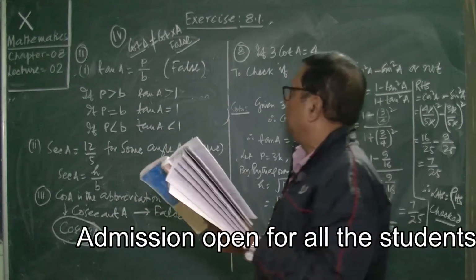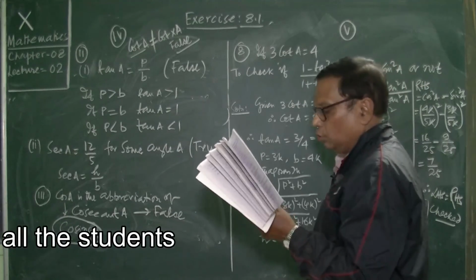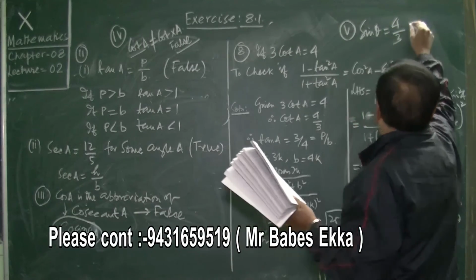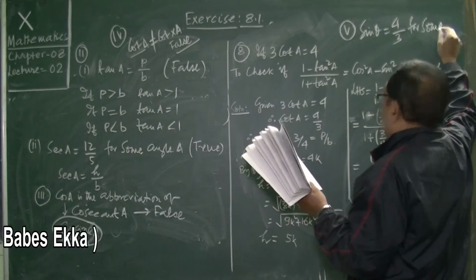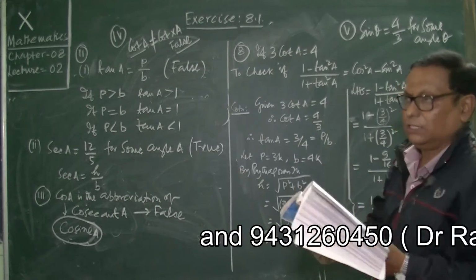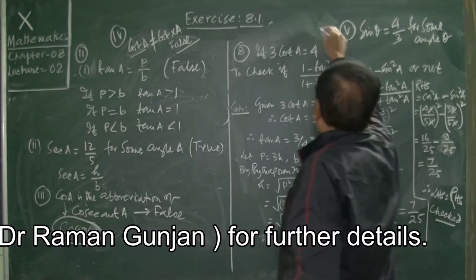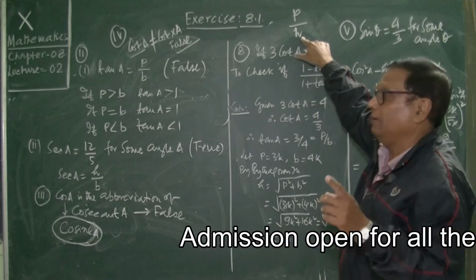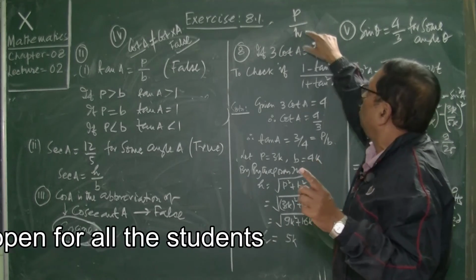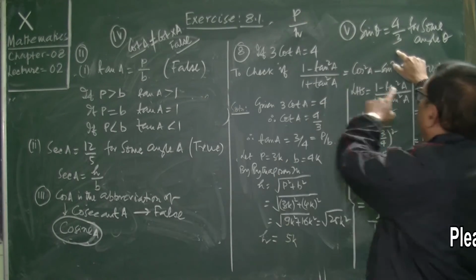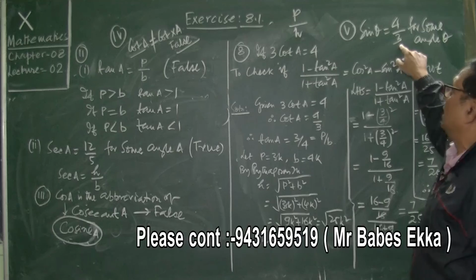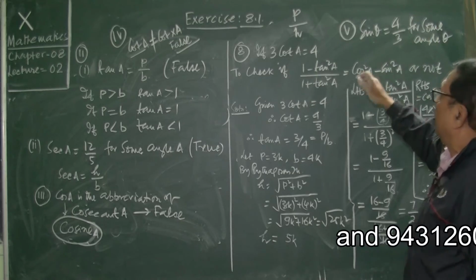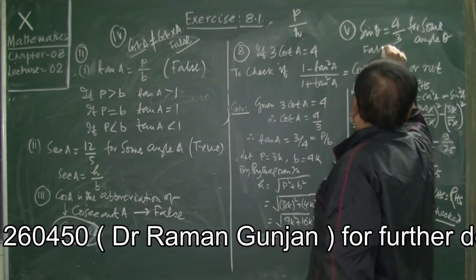And the last one, the fifth one, pay attention, students. Sine theta is equal to 4 by 3 for some angle theta. Once again, what is the trigonometric ratio of sine theta? Sine theta means P by H. I have told you in a right angle triangle, hypotenuse is the longest side. So hypotenuse must be greater than perpendicular. Here we are finding our hypotenuse is 3 and our perpendicular is 4. So hypotenuse can never be smaller than the perpendicular. Hence this statement is again a false statement.